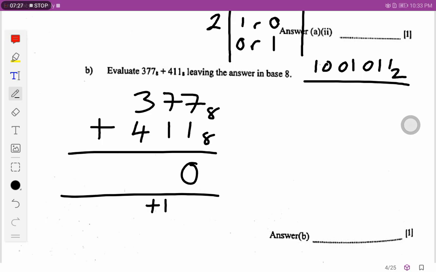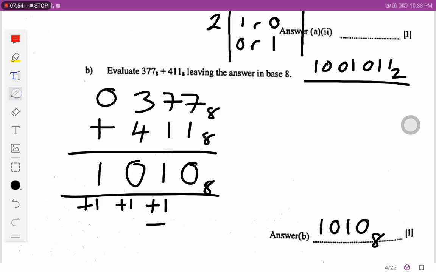7 plus 1, we get 8 plus this 1 here, that's 9. So it's going to be a 1 here, since 9 minus 8 is 1. Then the last part, 3 plus 4, 7 plus 1, that's an 8. 8 minus 8, we get a 0, then plus 1. Then here we have the 0 plus 1, we get 1. So this is our total answer, 1010 base 8.